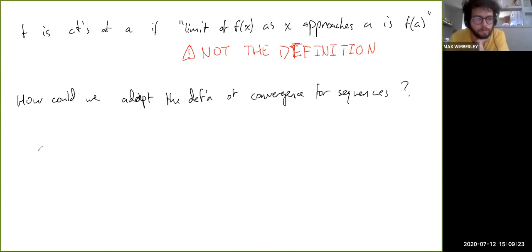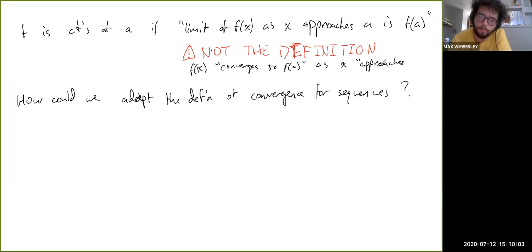And if we remember the definition of convergence for sequences, basically we're trying to say that, another way of wording this, f of x quote unquote converges to f of a as x, well, maybe not converges, but as x approaches, meaning gets arbitrarily close to a. So as x approaches a, right?